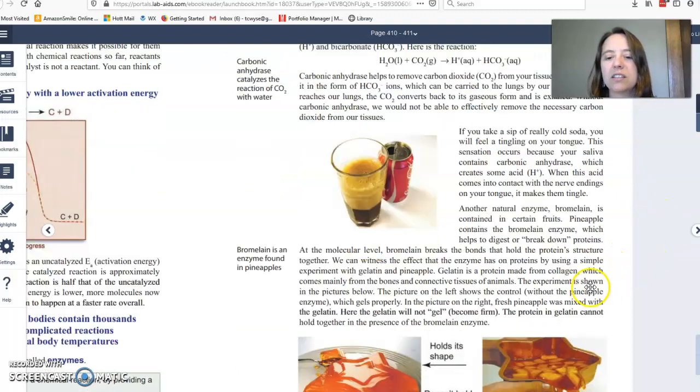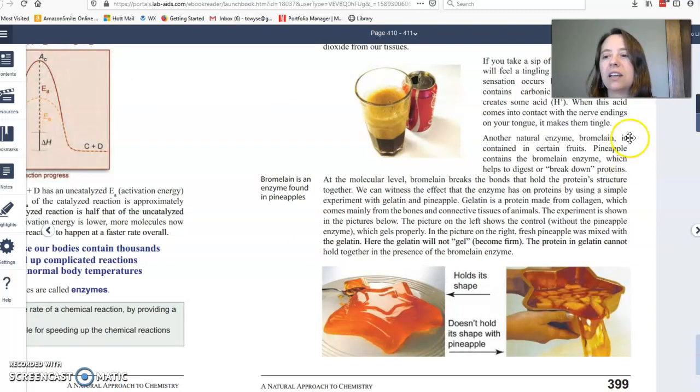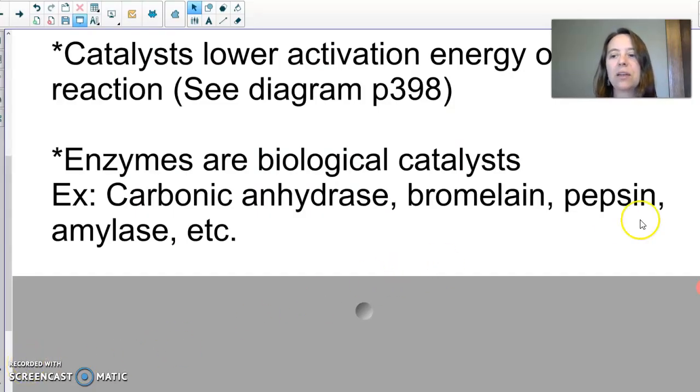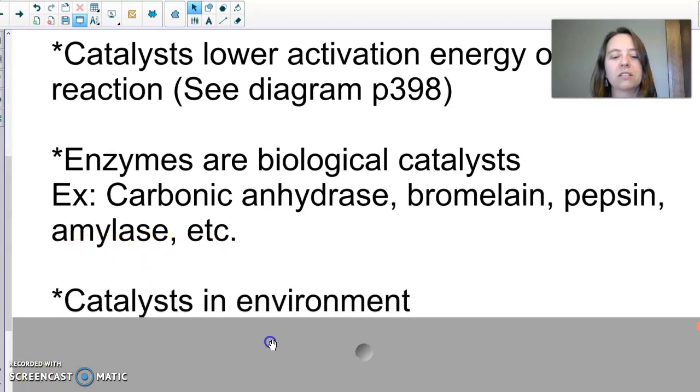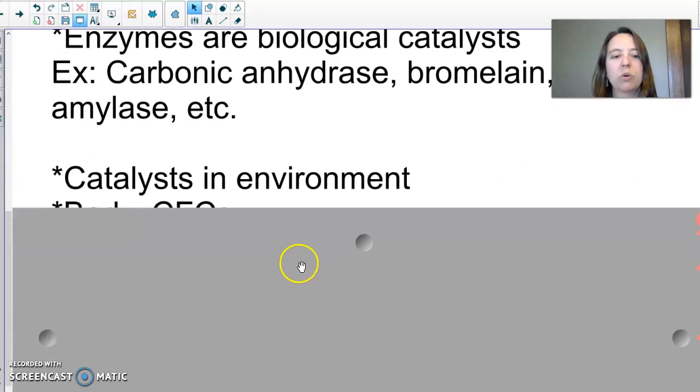Another enzyme is bromelain, and it is found in different fruits, and it helps those plants break down proteins. And from biology, we know that pepsin is an enzyme found in your stomach, and it helps break down proteins so that your body can use those amino acids to do stuff. And amylase is another enzyme found in your saliva, in your mouth, and it helps break down starches into simple sugars. So very important. Our enzymes are super important.